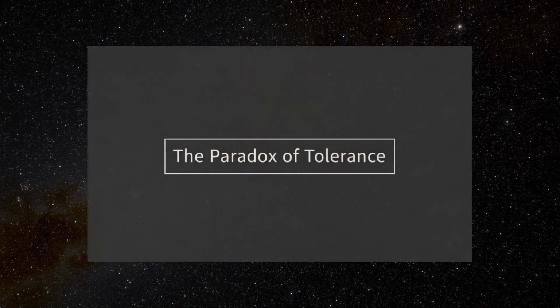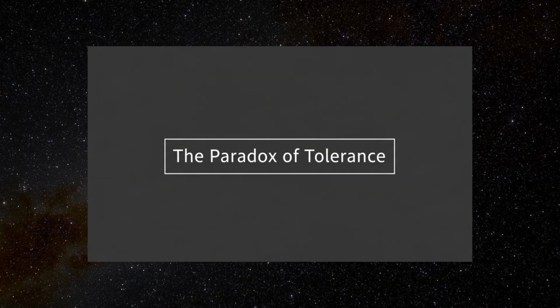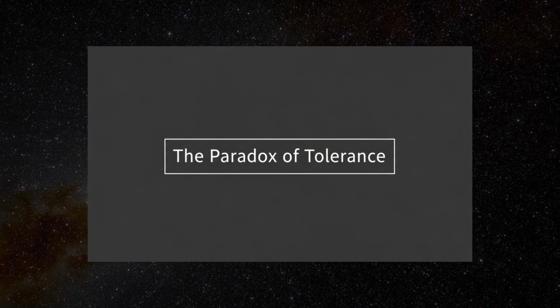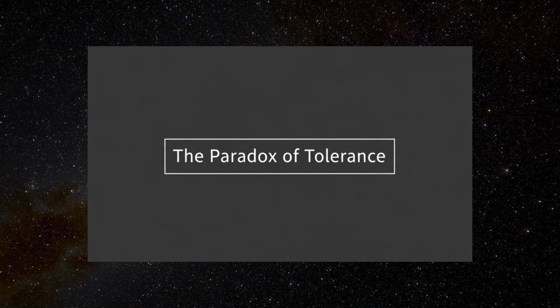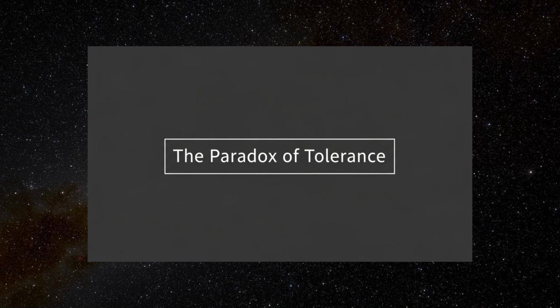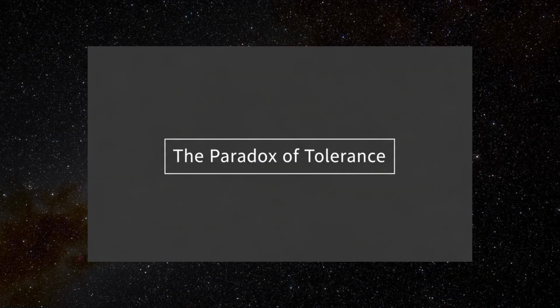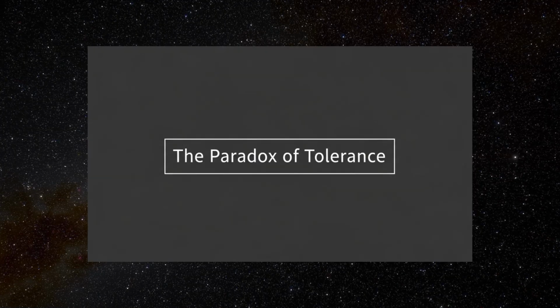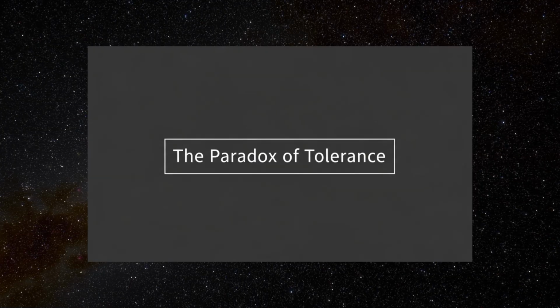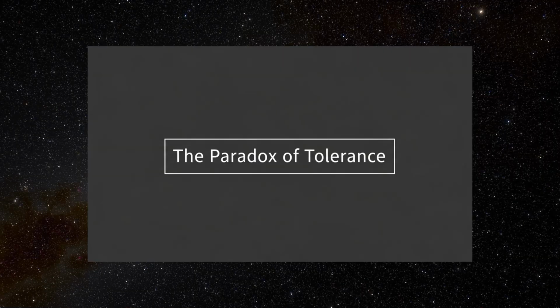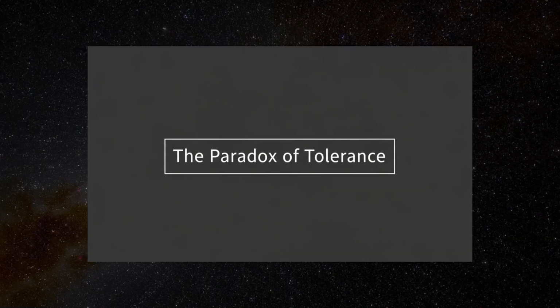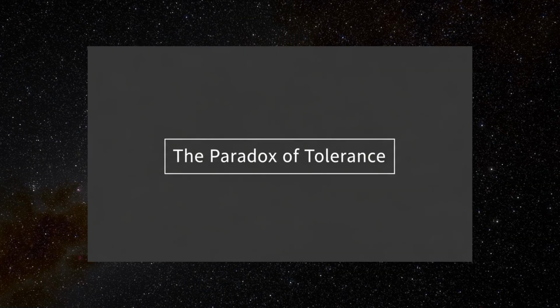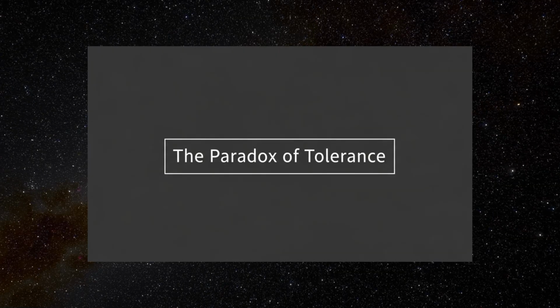The paradox of tolerance. The paradox of tolerance is a compelling and morally charged philosophical idea that explores the limits of a tolerant society. It was most famously articulated by Austrian philosopher Karl Popper in his 1945 book The Open Society and Its Enemies. At its heart, the paradox confronts a difficult question: should a tolerant society tolerate intolerance?